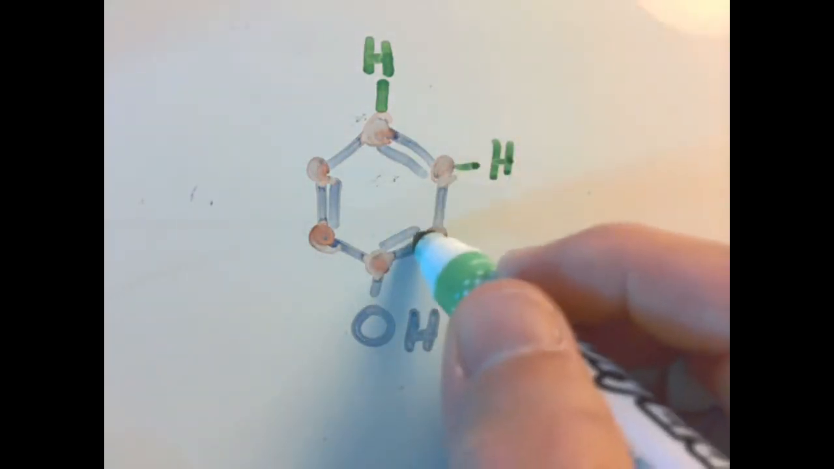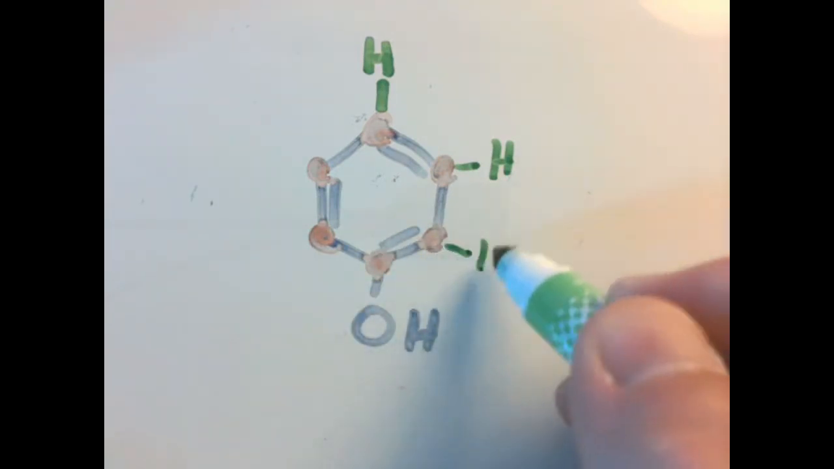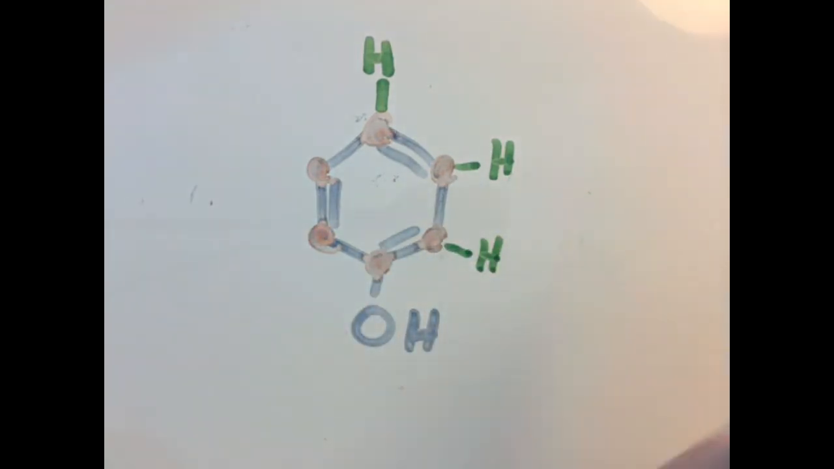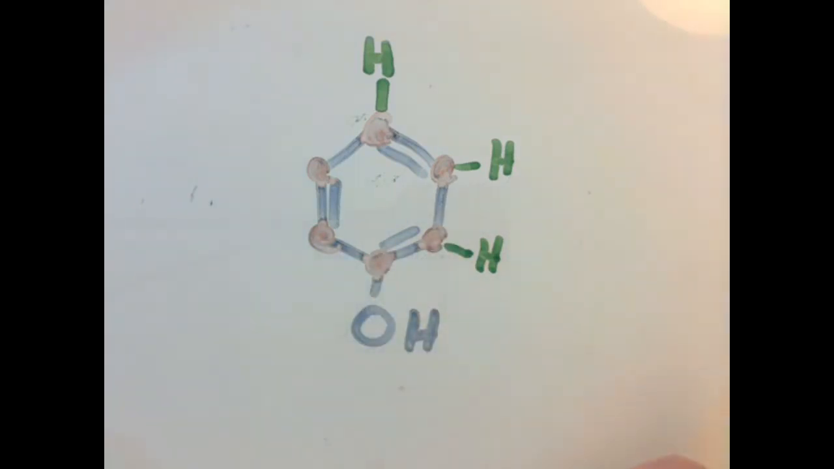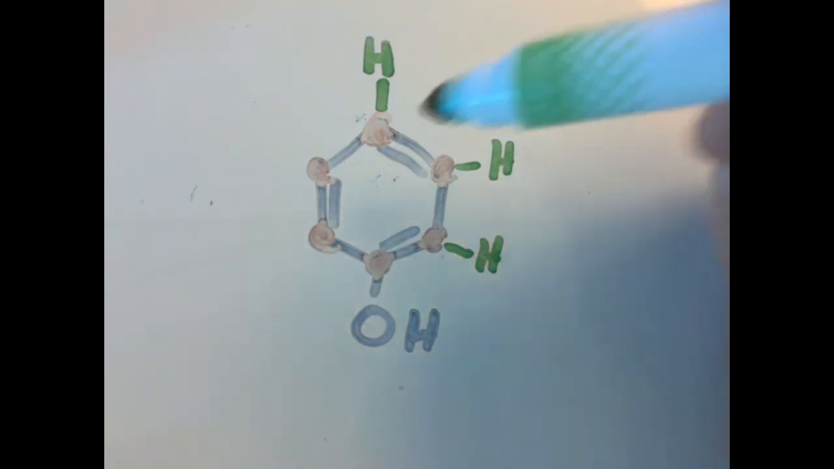There's a carbon. 1, 2, 3 bonds. I'm going to give it a 4th. It's going to go to a hydrogen. That carbon, 1, 2, 3, 4. It's using all 4 of its bonds. I don't have to give it anything else. It's all set the way it is.